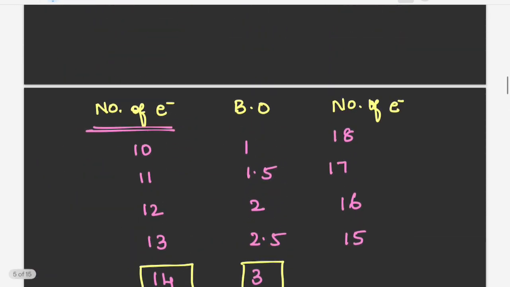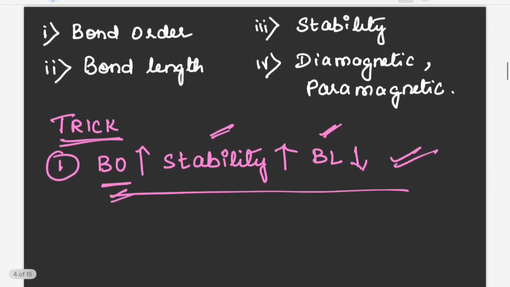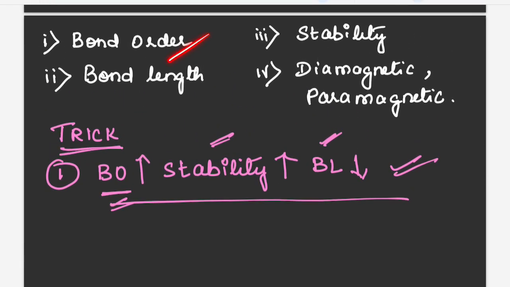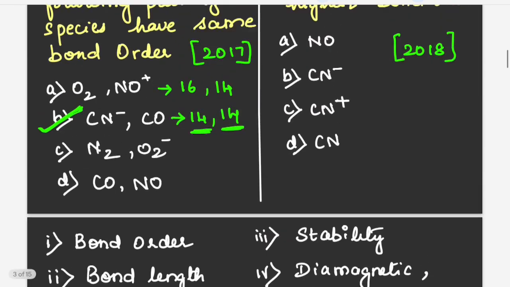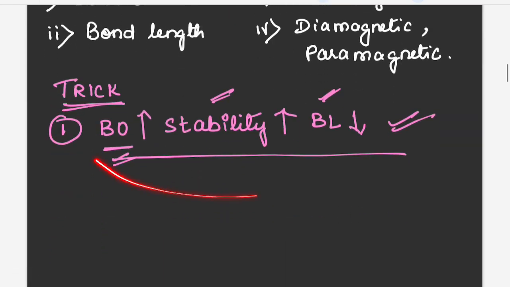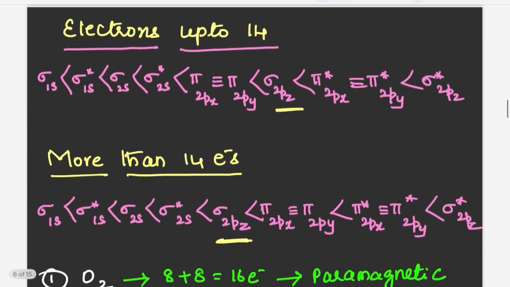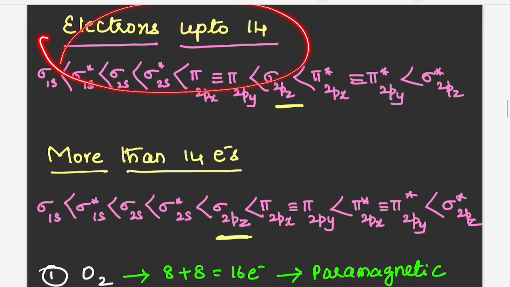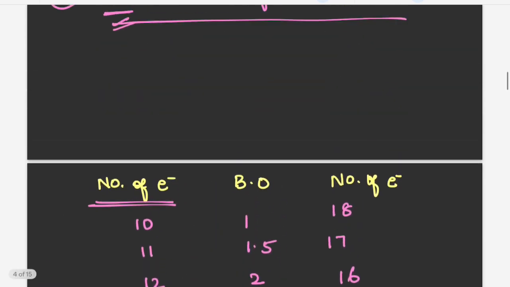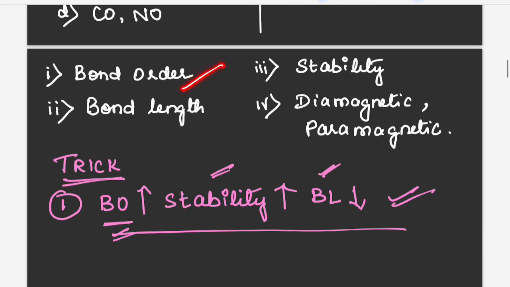If you know this much, it is enough. You can solve any type of question within a few minutes. Is that very simple? Let it be bond order, bond length, stability, diamagnetic or paramagnetic nature. So know this much trick. Remember this first trick, this second trick, and this one: up to 14 electrons and more than 14 electrons. If you know this much, you will be able to solve any kind of question given on bond order, bond length, stability and magnetic property.